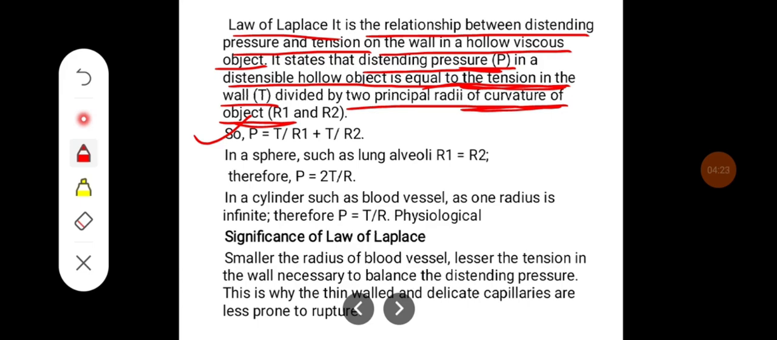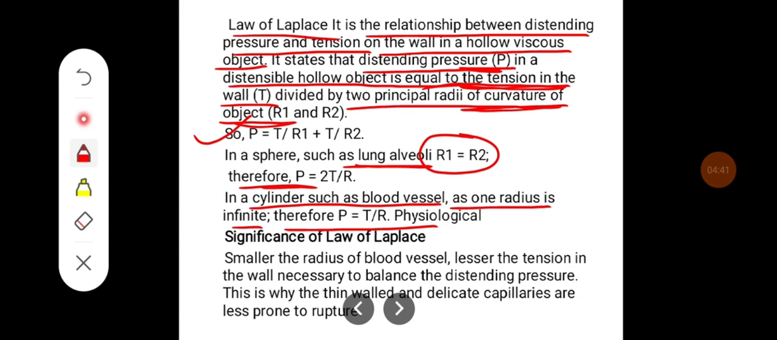In a sphere, like a lung alveolus, radius 1 is equal to radius 2. Therefore, pressure becomes 2T divided by R. In a cylinder such as a blood vessel, as one radius is infinite, P becomes T by R.